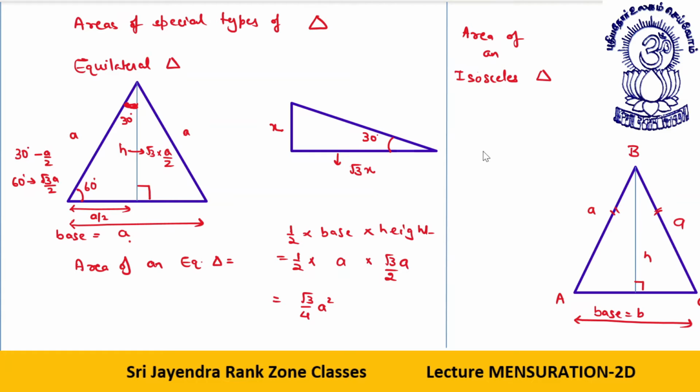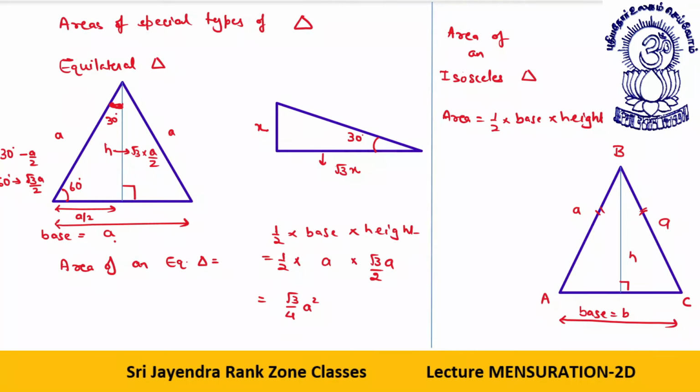Now, what is the area? Area is half into base into height. This is the area, equal to half. What is the base? The base is B. Now the main task comes.